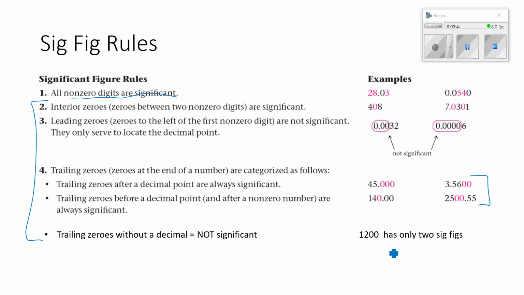If you have a trailing zero without a decimal, they will not be significant. So in this value up here, if you say I have 1,200 rocks, then that only has 2 sig figs in it. It's only the 1 and the 2 that are significant. These 2 zeros are insignificant. So if I were to say I have 1,200 rocks, I probably mean I don't know exactly how many rocks I have. Maybe it's 1,100, maybe it's 1,300. It's more of a rough estimate there. So this number only has 2 sig figs.